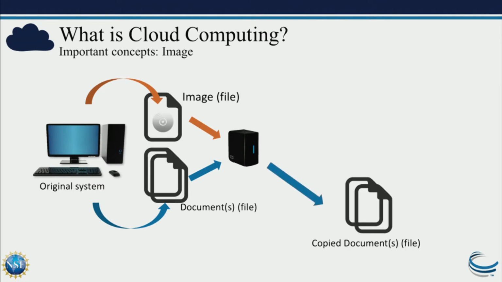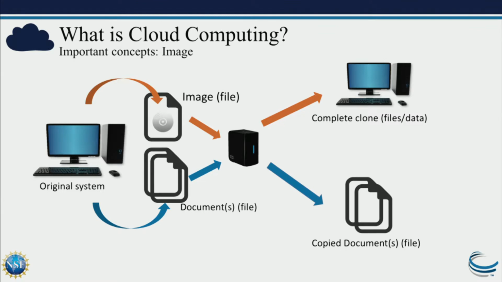So on the new system, if you take documents off of a backup hard drive, they're just those individual documents. But if you take an image from a backup hard drive, you can completely clone the original system. There would be no need to reinstall software. Your desktop background would be the same. Everything would be just as you left it. That's what an image is.